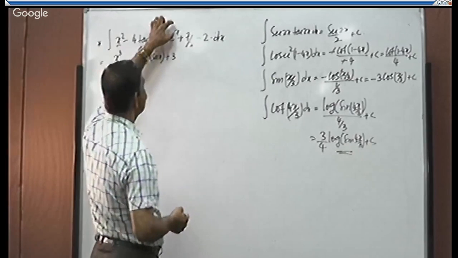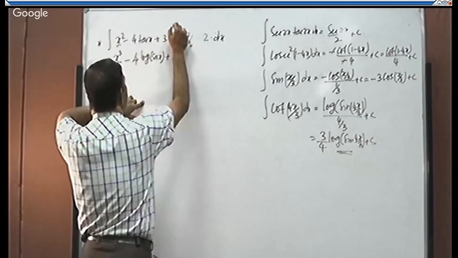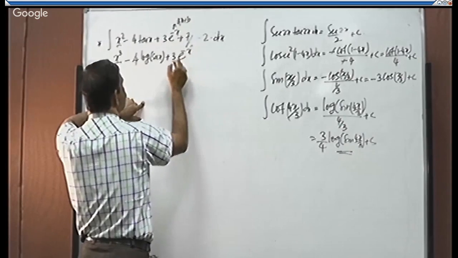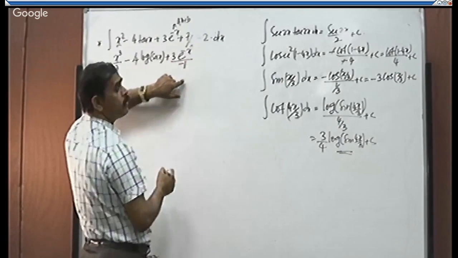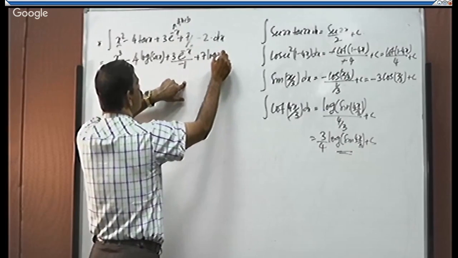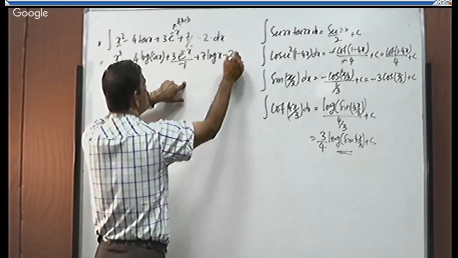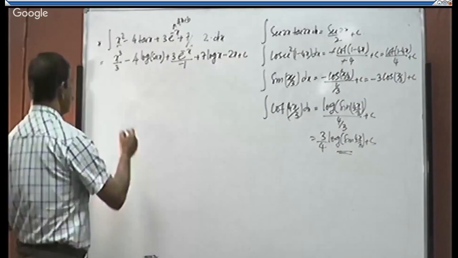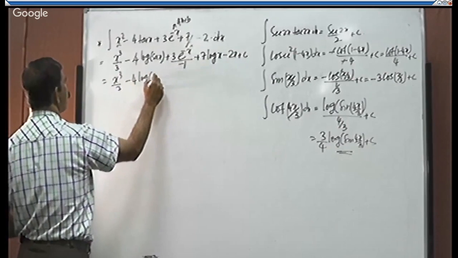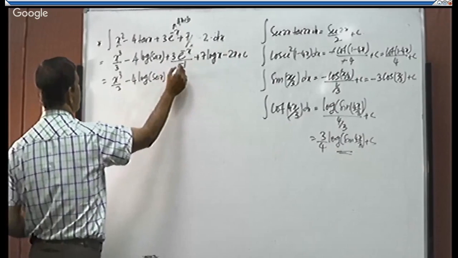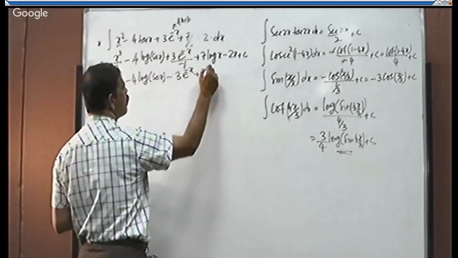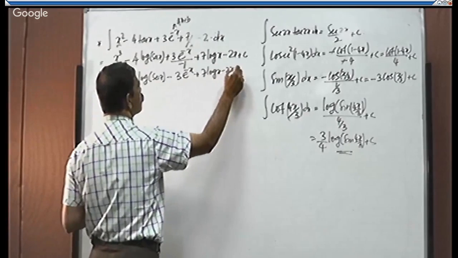So this is of e to the power of ax plus b form. The answer is e to the power of minus x divided by the x coefficient, minus 1. Plus 7, for 1 by x it is log x. Minus, for a constant it is 2x plus c. So finally, it is x cubed by 3 minus 4 into log of secant x minus 3 into e to the power of minus x plus 7 log x minus 2x plus c.